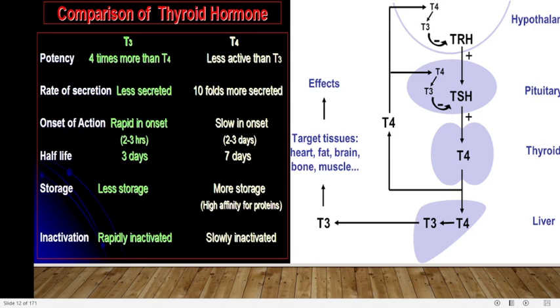In terms of storage, T3 has less storage, whereas T4 has more storage. Inactivation: T3 is rapidly inactivated, and T4 is slowly inactivated. So you can see the one that is more metabolically active is rapidly inactivated, and it should not be forgotten.